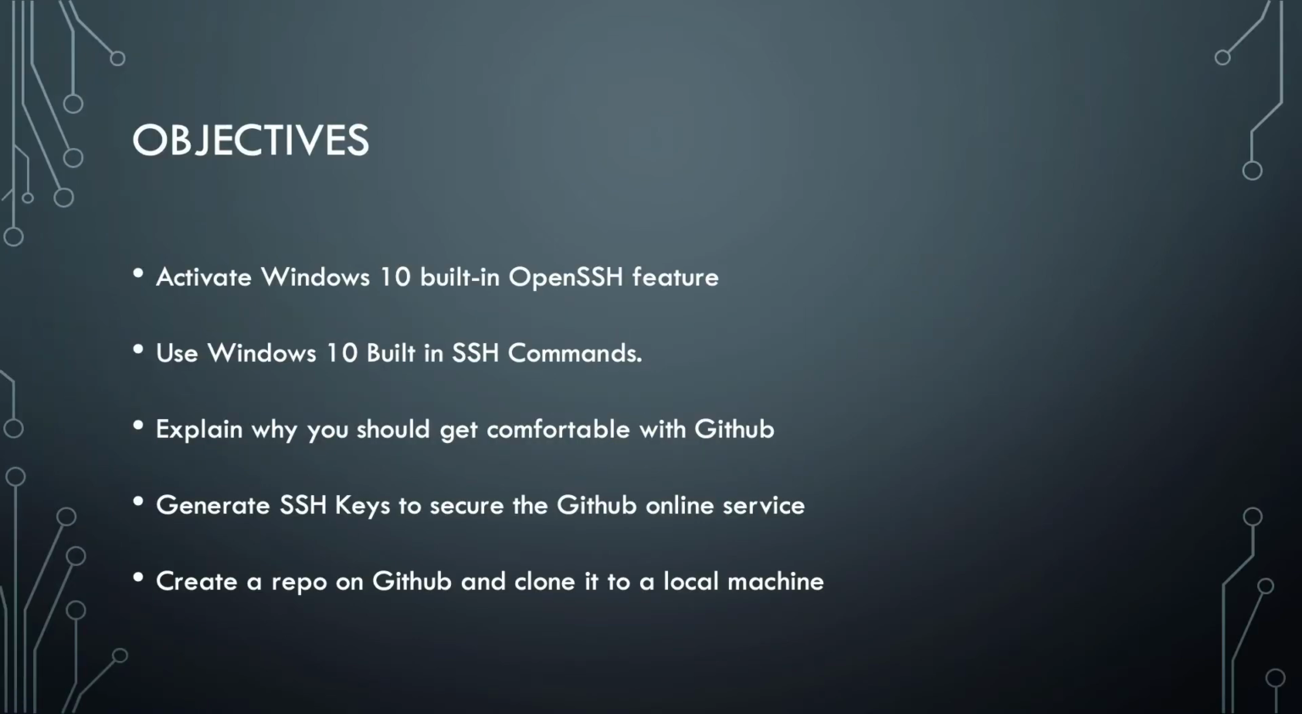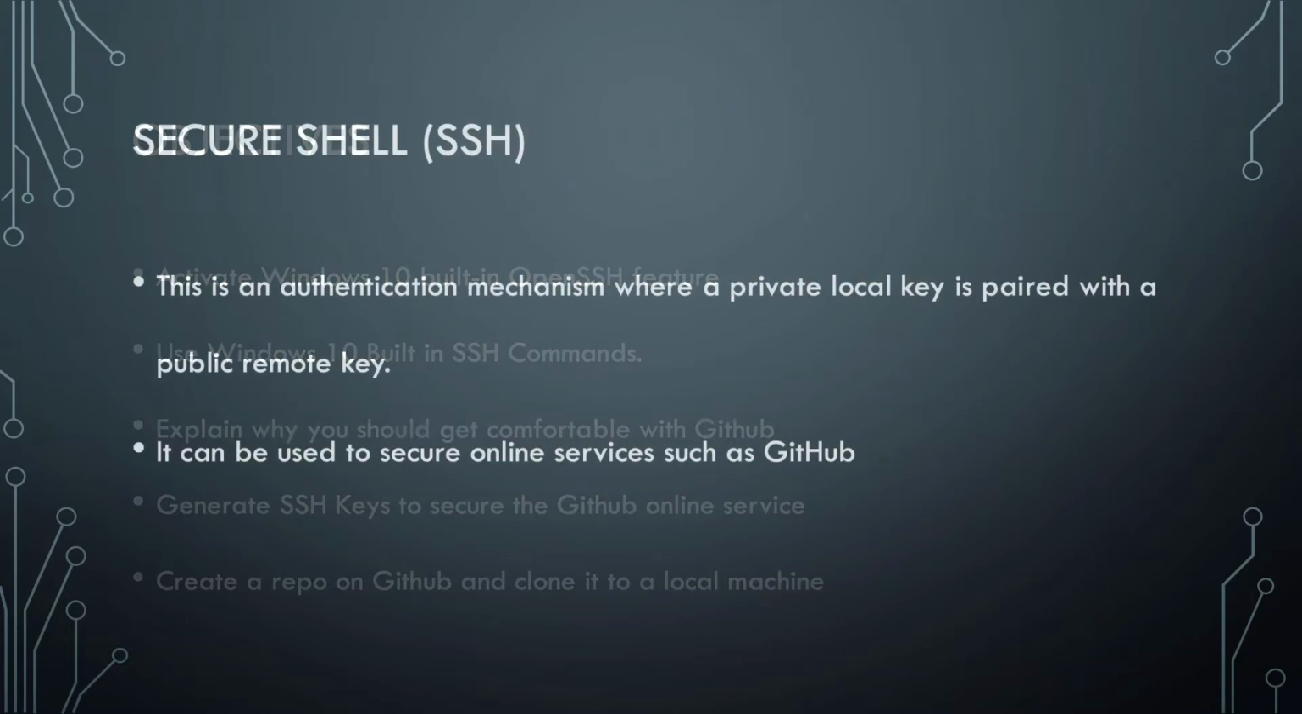In this video, we're going to activate the Windows 10 built-in OpenSSH feature, use Windows 10 built-in SSH commands, explain why you should get comfortable with GitHub, generate SSH keys to secure the GitHub online service, and create a repository on GitHub and clone it to a local machine.